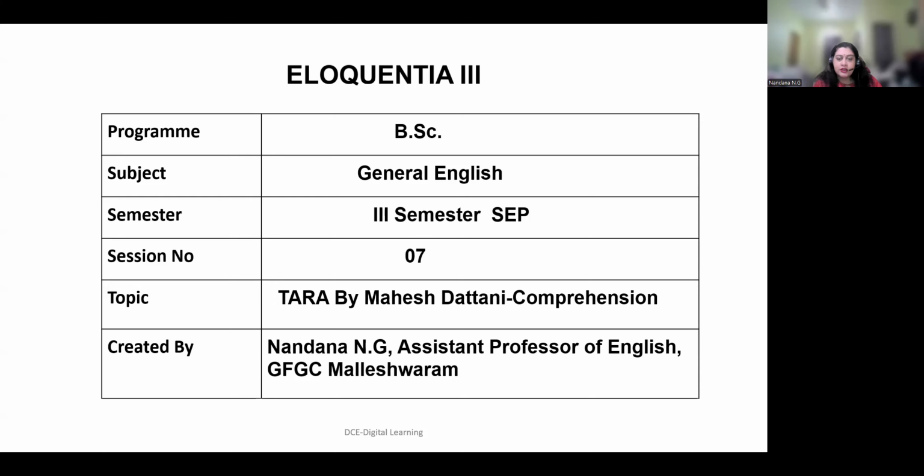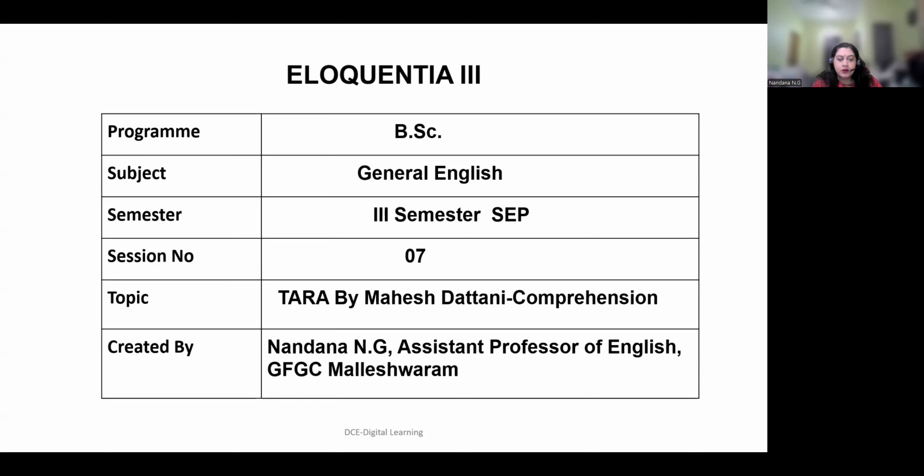This is the seventh session. We have come to more or less the fag end of the video sessions. So in this session, I think the students will find the most important session, as this will relate to the comprehension part of the play Tara.